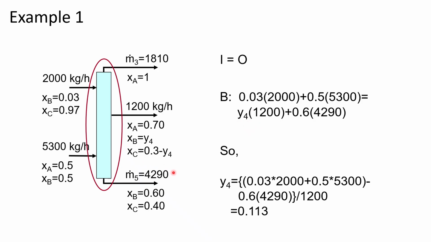If we move down to the stream here, the fraction of it that is B is 0.6. We'll take 0.6 times the total, which is 4,290, and put that on the right-hand side of the equals as another output. If we keep on coming around, the last stream that we have to consider is this bottom feed, and the fraction of this feed which is B is 0.5. So we'll take 0.5 times 5,300 and put that on the left-hand side of the equals as the second input. This now is the equation that we are going to try to solve for y4, and it looks like there's only one unknown in it, which is y4, so we can solve it. If you go through the algebra, the details are shown here, you get a value for y4 of 0.113.